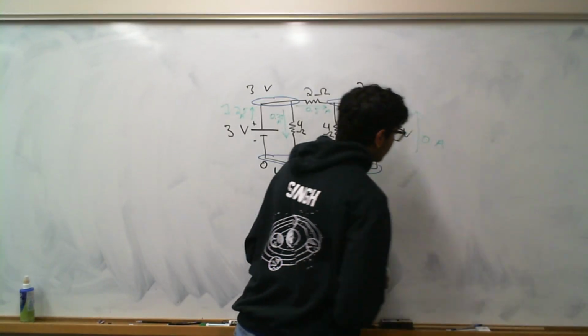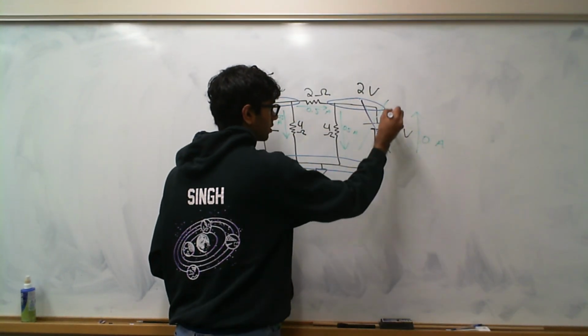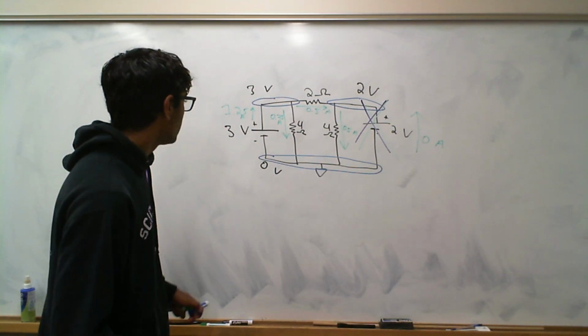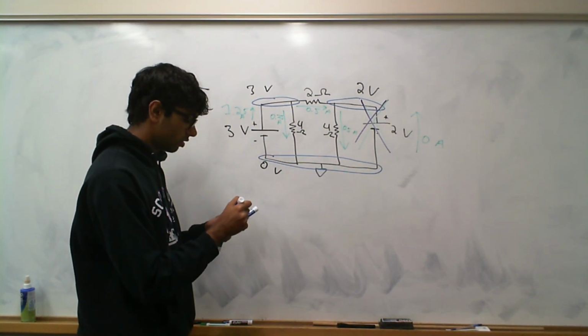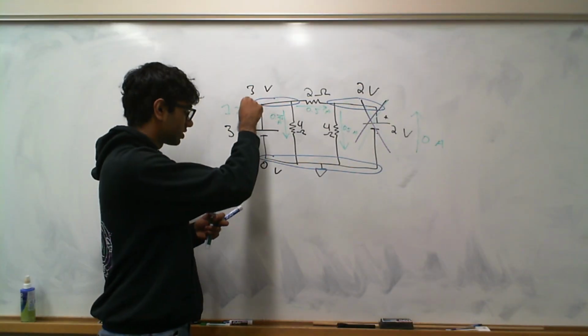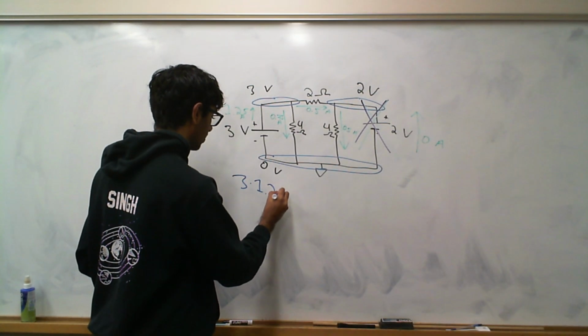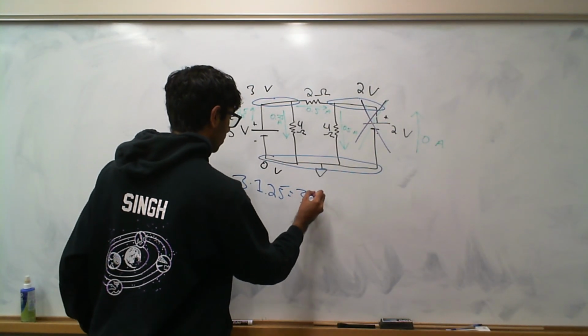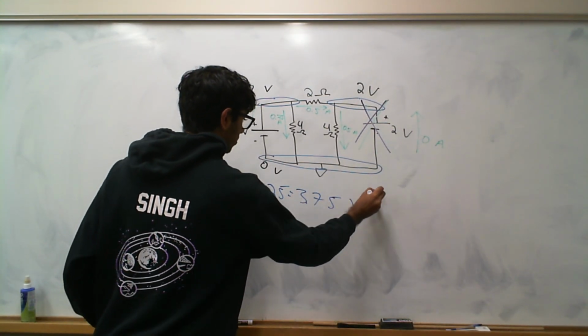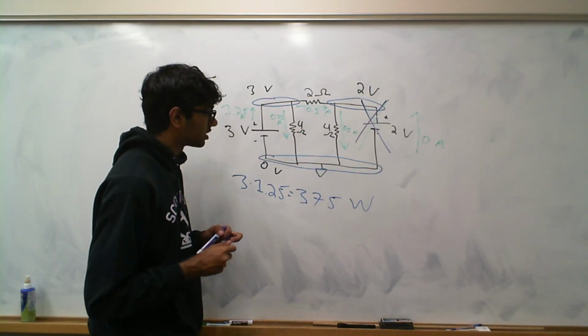So this guy you can completely ignore. Okay? And all we have to consider is this guy, who supplies 3 volts times 1.25 amps. 3 times 1.25 equals 3.75 watts. Okay? That's that.